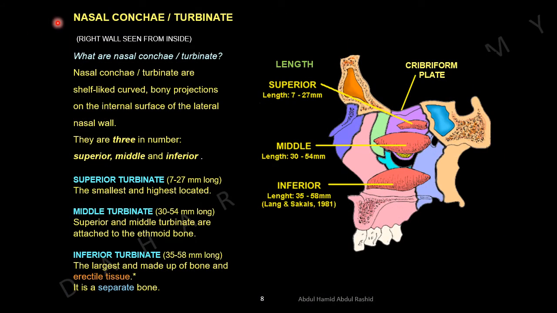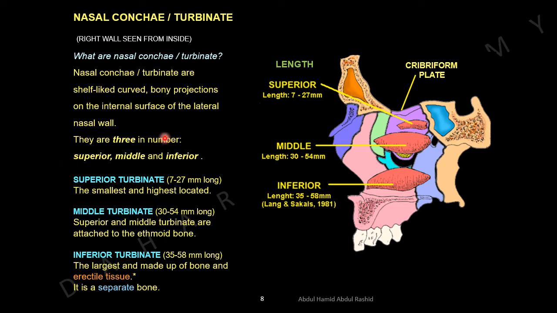Nasal conchae or turbinates. Actually, we have already presented this topic in the nose file. What are the nasal conchae or turbinates? Nasal conchae or turbinates are shelf-like curved bony projections on the internal surface of the lateral nasal wall. They are three in number: superior, middle, and inferior.